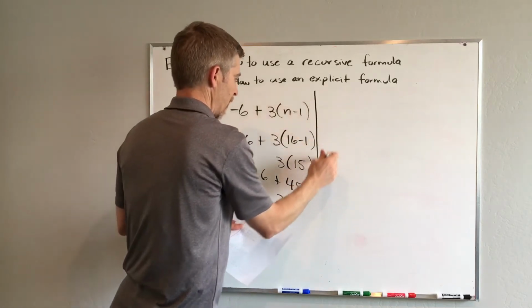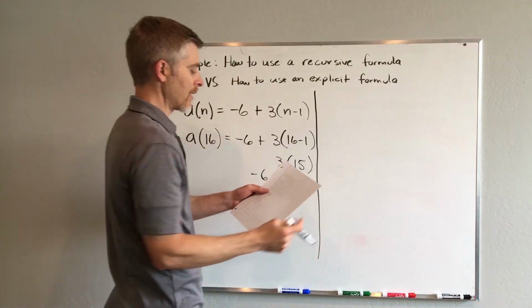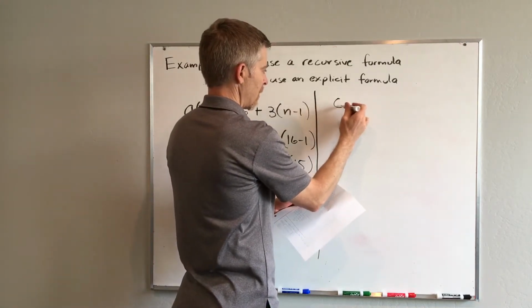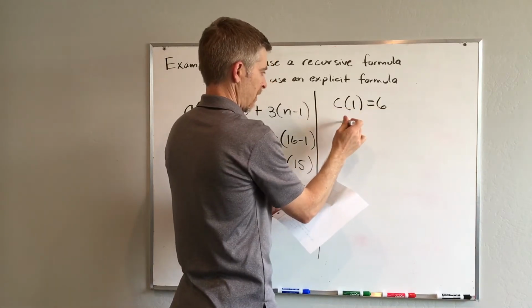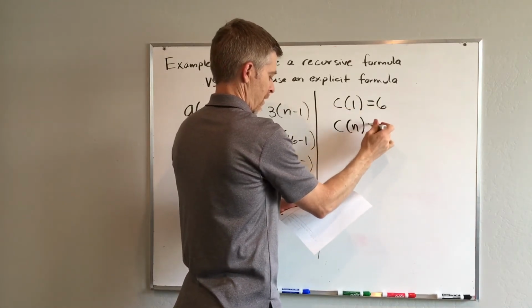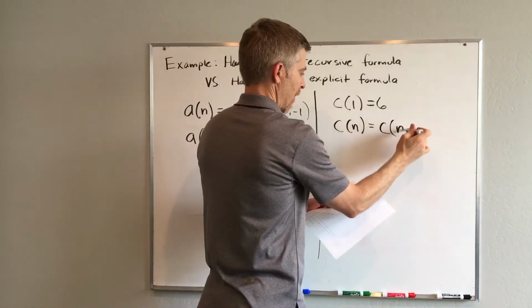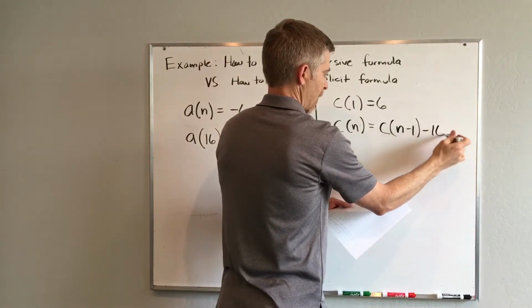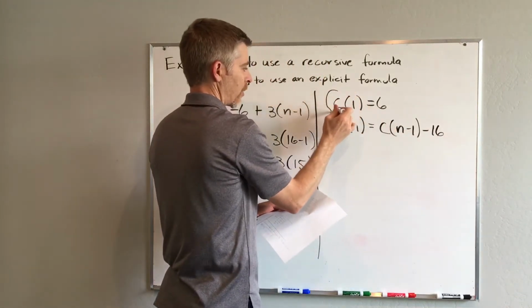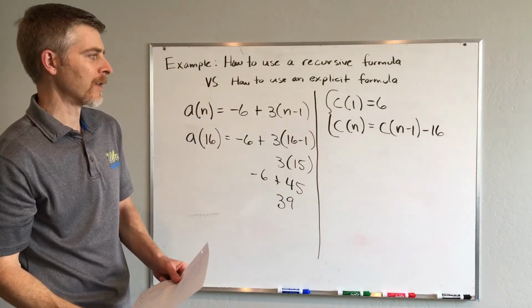All right. So another problem I got right off of Khan Academy says C of 1 equals 6, C of n equals C of n minus 1 minus 16. And then it has a bracket around these two equations.